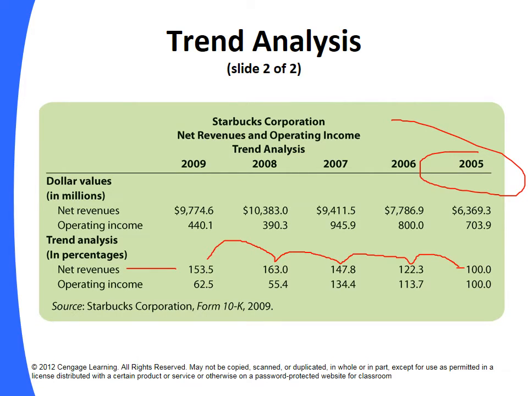You can also look at what's been going on with operating income. And it shows the trends that were occurring in this area. And that's an important piece of information for someone analyzing financial statements.